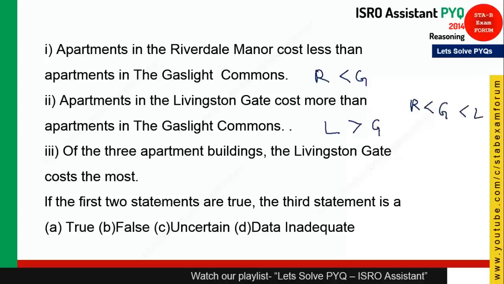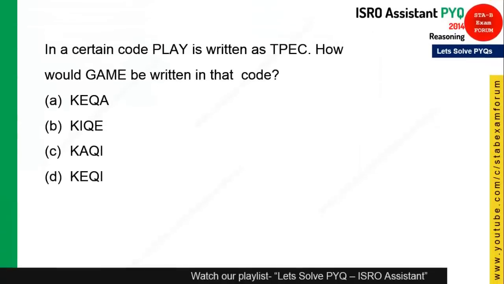If the first two statements are true, what is the third statement? Out of three apartment buildings, Livingston Gate costs the most. As you can see, Livingston Gate costs the most. So option A will be correct. Why? Because if two statements are true, then definitely the third statement will also be true. We have deduced that the third statement is true, so option A is the correct answer. Quickly coming to the next question.